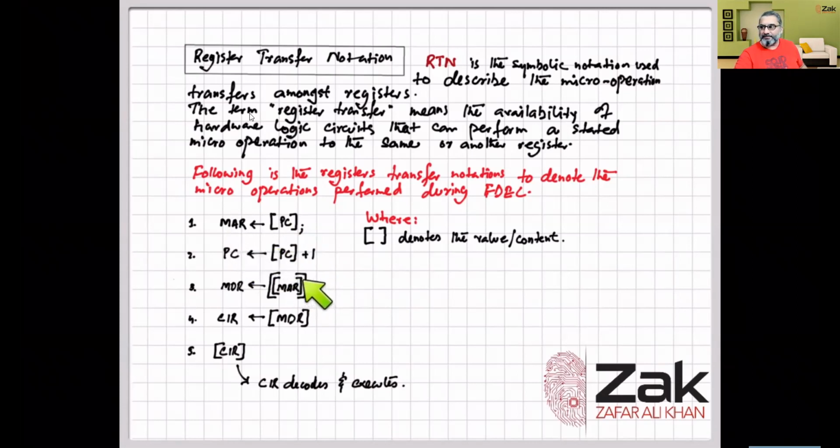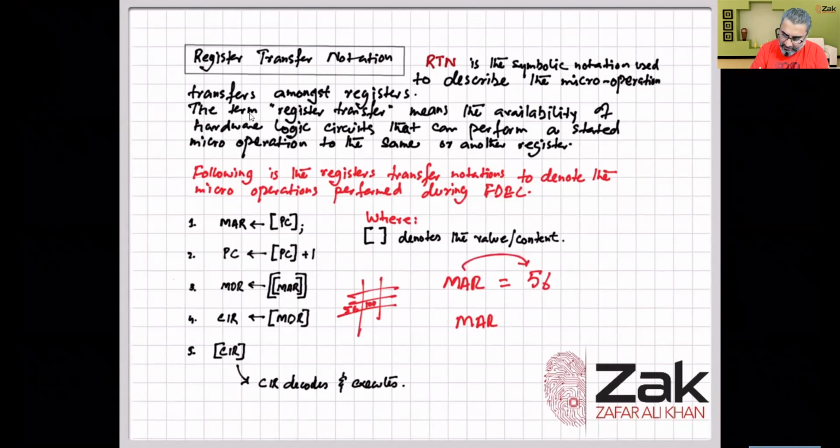Now these are two brackets. Inside the bracket, let's say MAR has got address 56. And at address 56 in memory, let's say I have 100. So when I say MAR, I mean 56. When I say the content of MAR, I mean 56. But when I say the content at the address mentioned in MAR, then I mean 100. So the inner bracket means the content of MAR, that is 56.